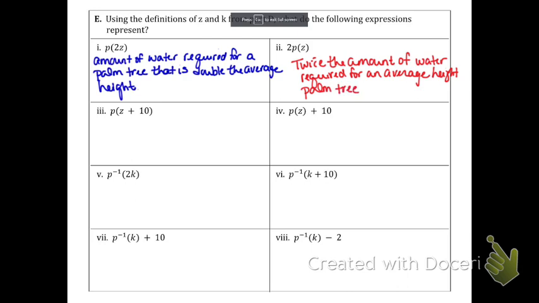All right, 3, P of Z plus 10. That plus 10 is inside with Z, so it's affecting that height. So it's 10 more than the average height. So this is a palm tree that's 10 foot taller than the average. So let's see. We could put it's going to be the water required for a palm tree that is 10 feet taller than the average.